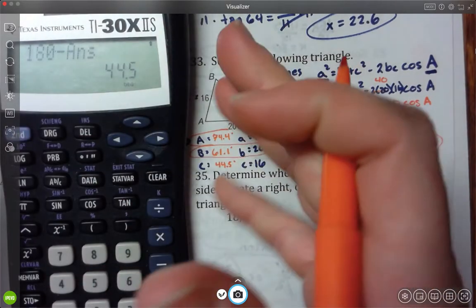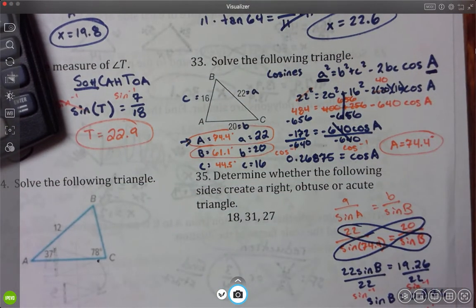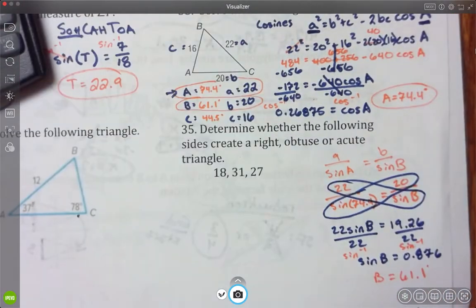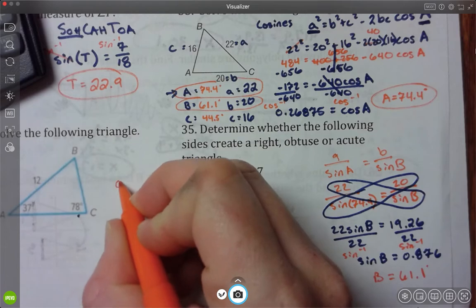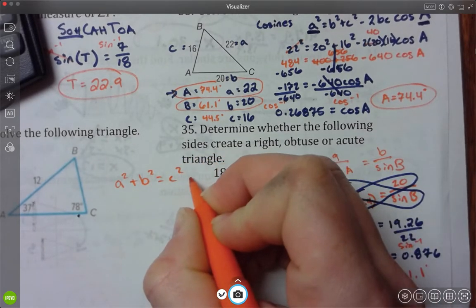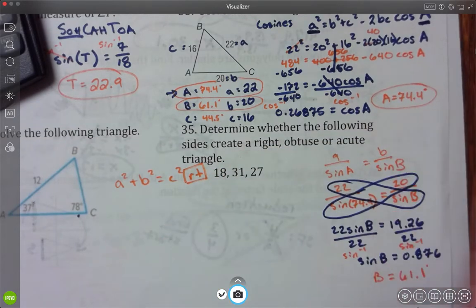Okay, let's go ahead and skip number 34 because it's going to be law of sines and law of cosines again, but since we did both of them here, we're just going to skip that. And then we'll do 35 and we'll stop. So determine whether the following is a right, obtuse, or acute triangle. The rule with this is if it's a right triangle, you can use the Pythagorean theorem, which is that a squared plus b squared equals c squared. This tells me that it's a right triangle.